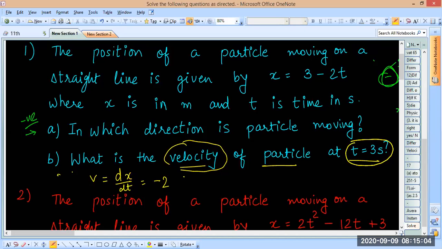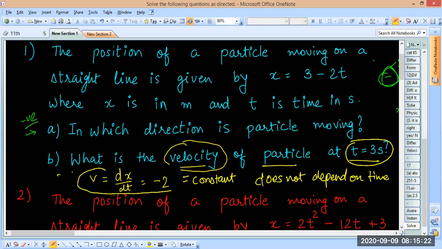What this means is that the velocity is constant. It does not depend on time. I repeat, this velocity does not depend on time. Time may be anything. Time may be 1 second, 2 second, 3 second, no problem. But the velocity is always going to be -2 meter per second. All right? Clear? Say yes or no. So then we can proceed.